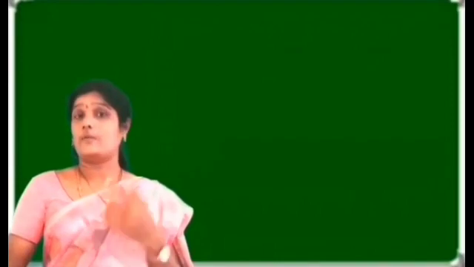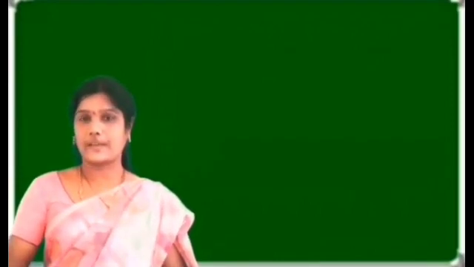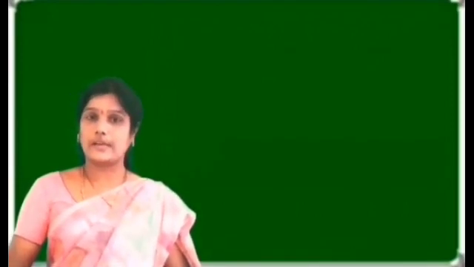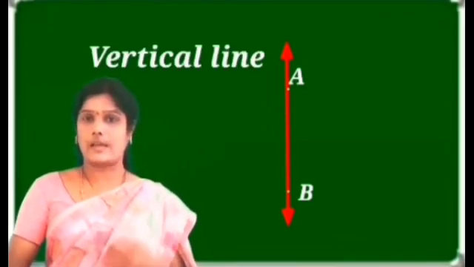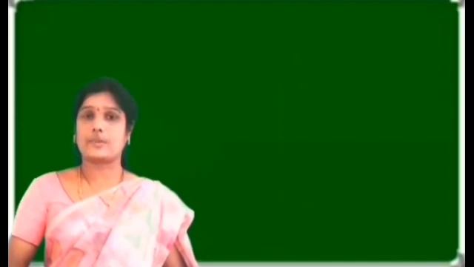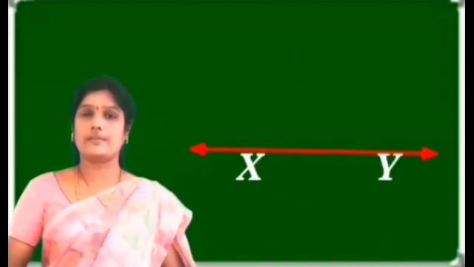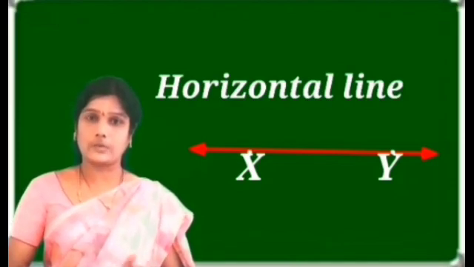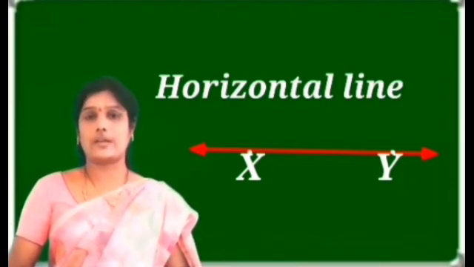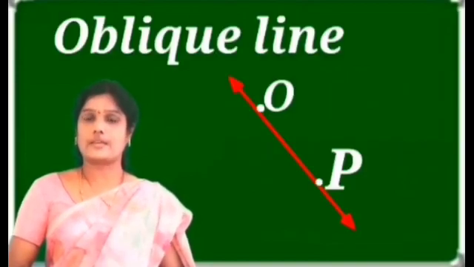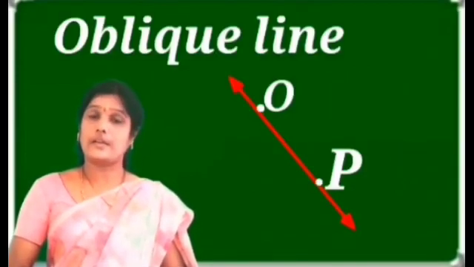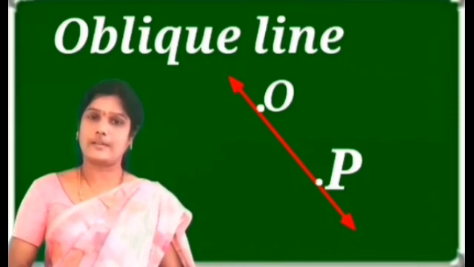Tell me, what is a vertical line? A line that goes straight up and down is called a vertical line. See, next, what is a horizontal line? A line that extends left to right or right to left across is called a horizontal line. If a line is neither vertical nor horizontal, it is called an oblique line.